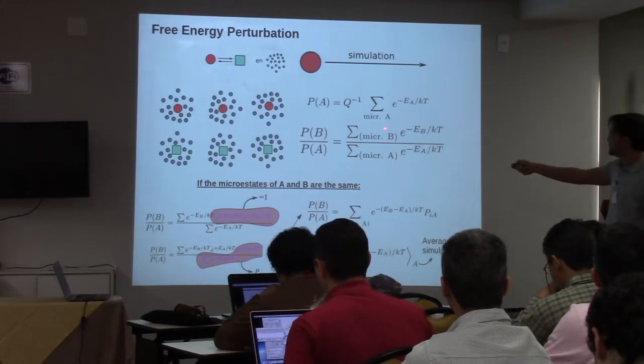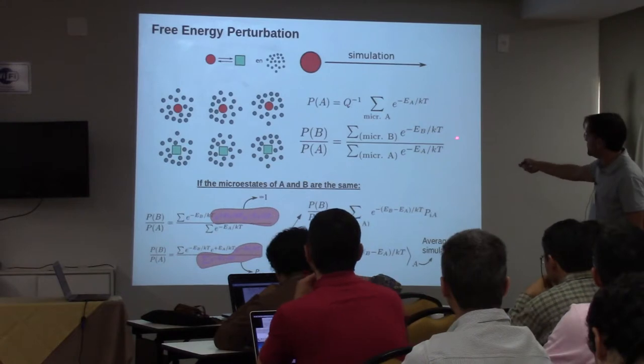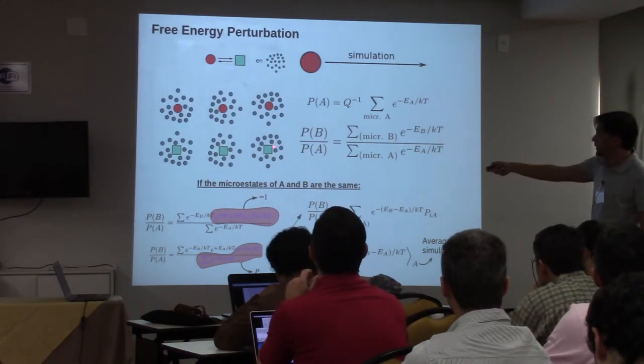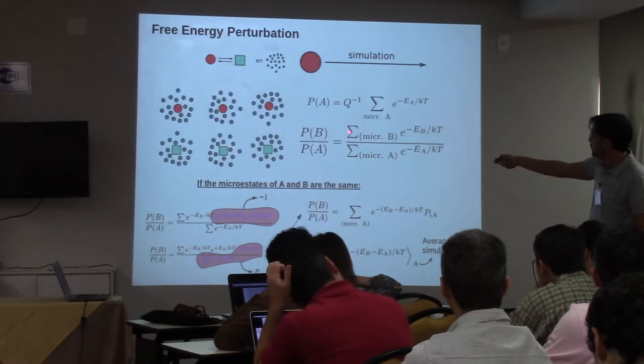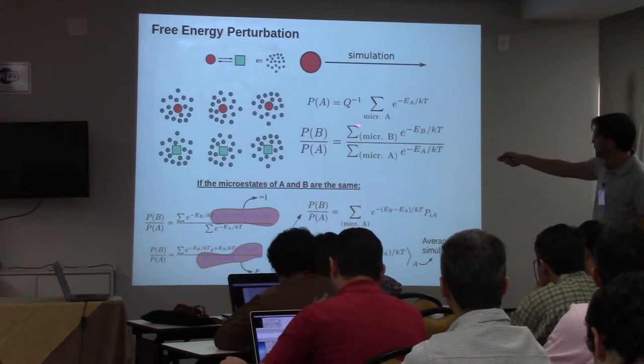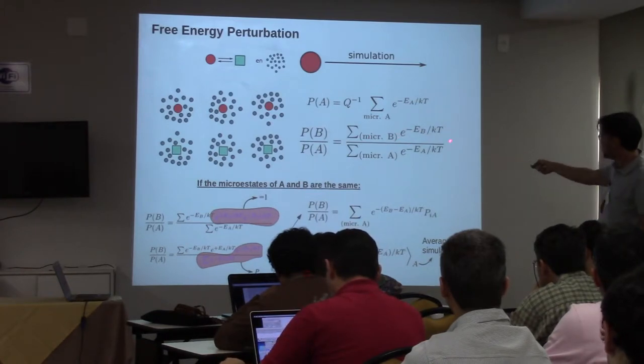Now, this would in principle be obtained from a simulation of the green square. These are all configurations compatible with the green square. In principle, one should obtain this from a simulation of the green square. Okay? And this is okay.